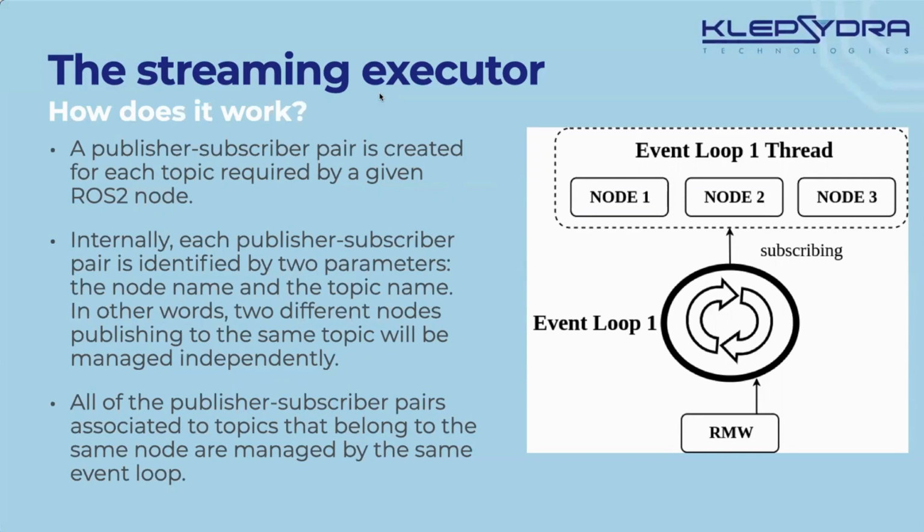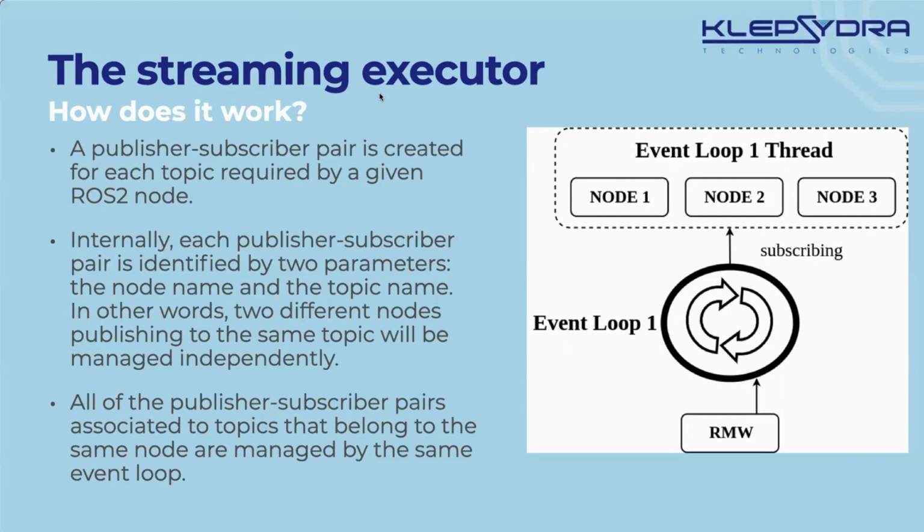Basically, the working system is quite simple. When there is a node subscribing to a topic in the event loop, we create an internal event loop topic that connects the node and the topic name into a publish-subscribe within the event loop. So there will be as many of those as nodes connected to the same topic. Obviously, different topics will also have different subscribers. So this is in a nutshell how it works.